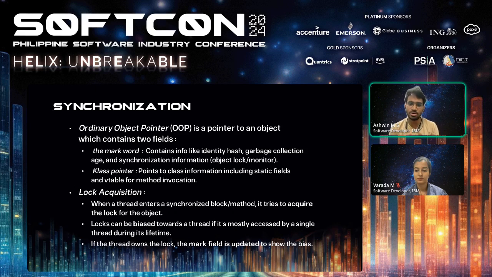So it needs a lock on this synchronized block before actually doing anything with it, to make sure that no other thread is accessing it. A lock can actually be biased towards a method. Let's say there is thread 1 and there is thread 2. So let's say thread 1 is the one which actually needs this synchronized block the most and uses it most of the time. So a lock can be biased towards this thread also, so that it can reduce a lot of operations. And when a thread is actually owning a lock, the mark field is updated to show this bias.